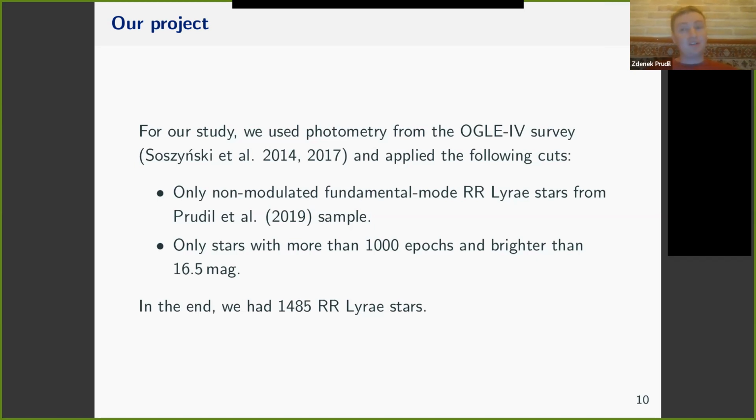Some of the earlier stars exhibit a sort of light curve modulation that changes the shape and amplitude during the pulsation, and we try to avoid using these stars in our analysis. We try to have the stars where every pulsation cycle looks like the previous one. We also selected stars that have a large number of observations and that are sufficiently bright to minimize the effect of the photometric errors. In the end, we ended up with a sample of roughly 1,500 LRS stars suitable for our study.